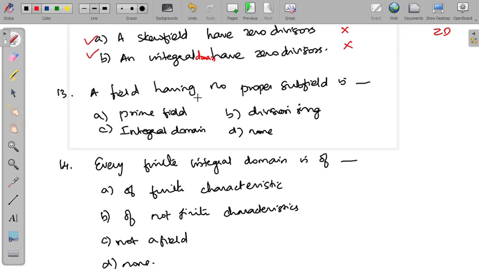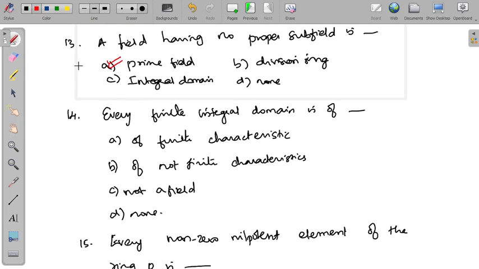13th one, a field that has no proper subfield is a prime field. 14, every finite integral domain is of finite characteristic. That is, the condition is Ma equal to 0 when A not equal to 0 gives M equal to 0. This is the condition for finite characteristic. So if it is a finite integral domain, then it has finite characteristic.